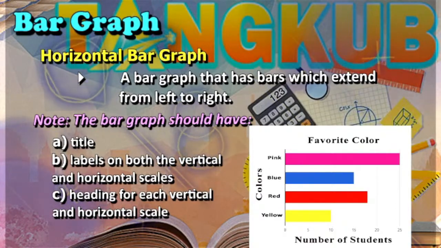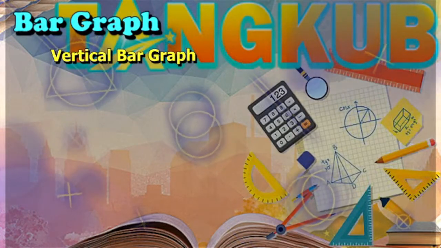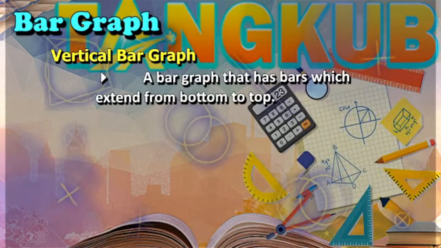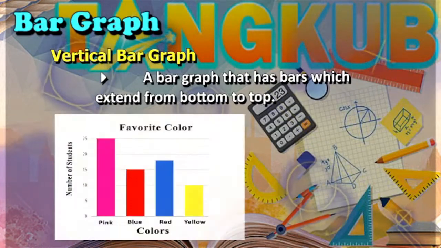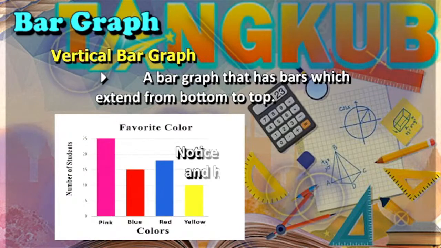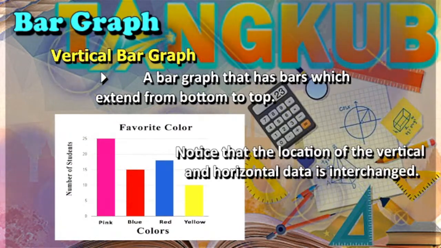A bar graph can also be presented in vertical bars. When we say vertical bar graph, it is a bar graph that has bars which extend from bottom to top. This is an example of a vertical bar graph. Notice that the location of the vertical and horizontal data is interchanged.